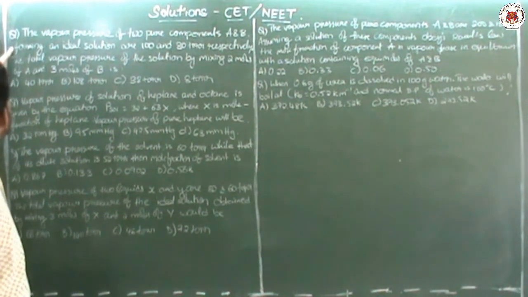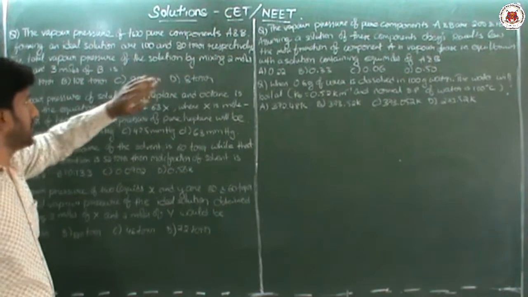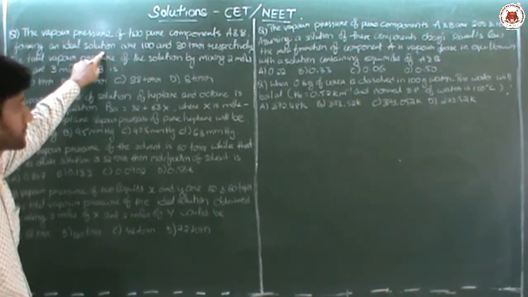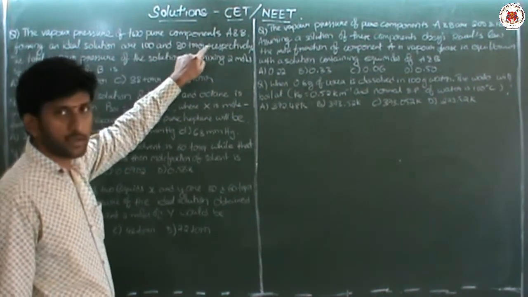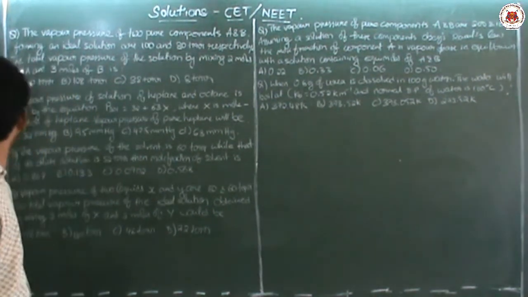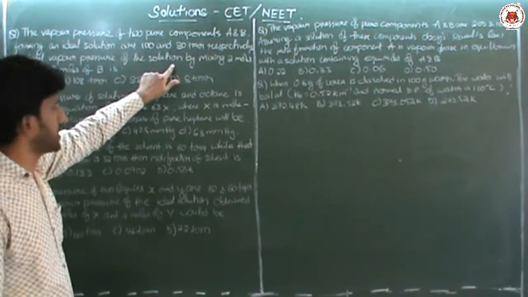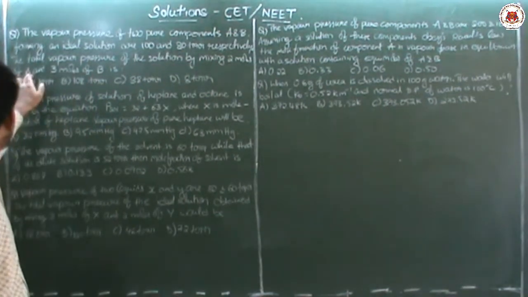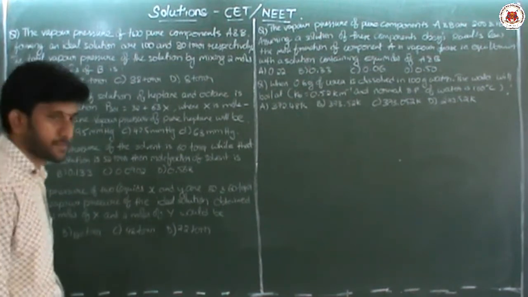The vapor pressure of two pure components A and B forming an ideal solution are 100 and 80 torrs respectively. The total vapor pressure of the solution by mixing 2 moles of A and 3 moles of B is.